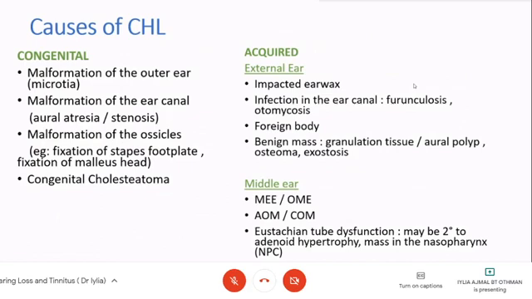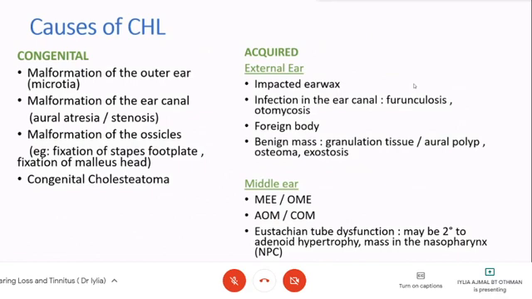So it can also be acquired. The most common one we see in primary setting is impacted earwax. Okay, it can also be because of infection. There's furunculosis or acne within the external ear canal, causing significant obstruction of the ear canal, so the sound cannot travel effectively, or otomycosis, fungal infection of the ear canal. In pediatrics, we also see a presence of foreign body in the external ear canal, causing obstruction. It can also be a presence of a benign mass of the external ear canal.